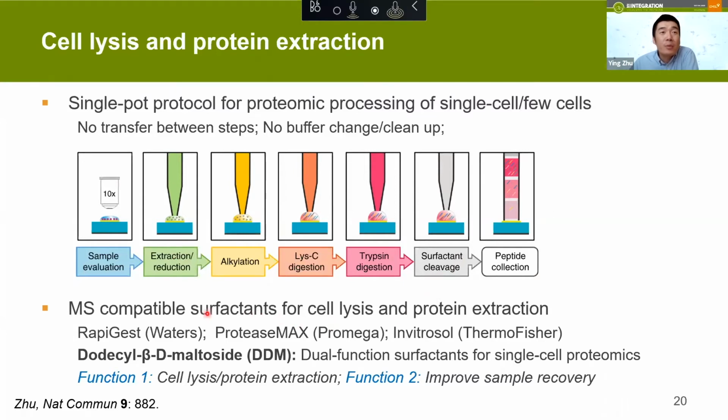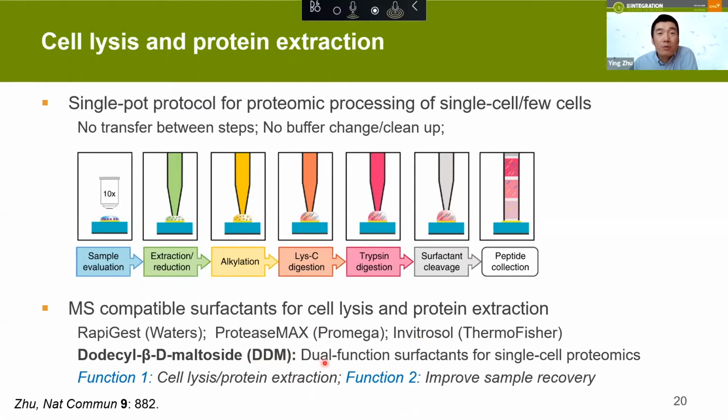Because we cannot do purification, we have to use a mass-compatible surfactant. There are a lot of available surfactants, like RapiGest from Waters, ProteaseMAX from Promega, or Invitrosol from Thermo Fisher. The one we are using a lot now is DDM. We found it is a very good surfactant for single-pot sample preparation for proteomics.